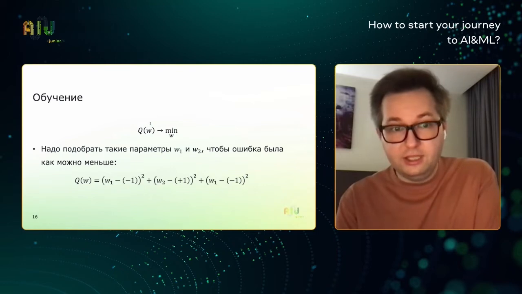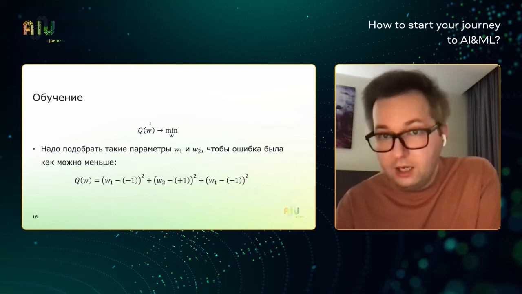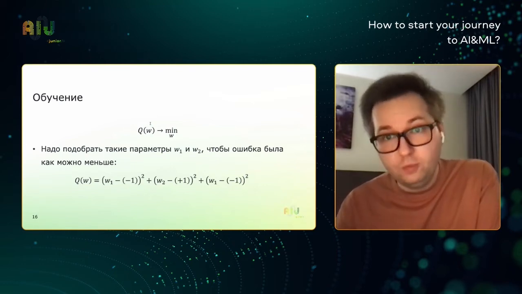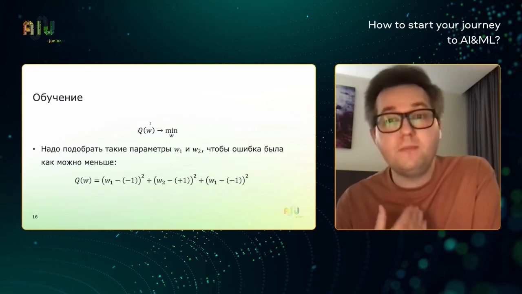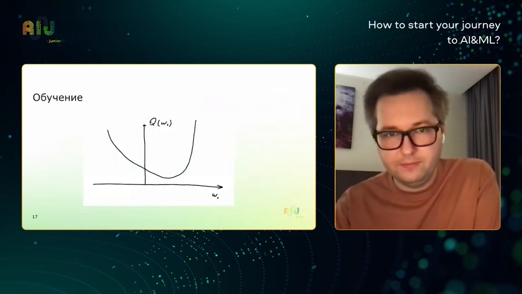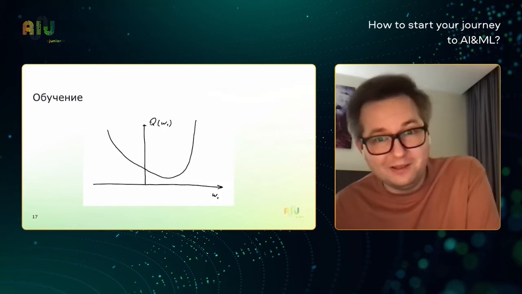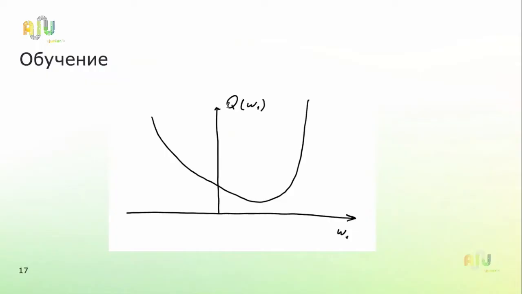Okay, you've got this function. We have some Q of W. We'd like to find the W parameters that make it as small as possible, to make the error as low as possible. How to do this? That's the question. I draw very bad pictures with my hand. When it's drawn by hand, it's not so neat and nice to look at, but it's closer to human drawings. So let's take a simple example and have a look.